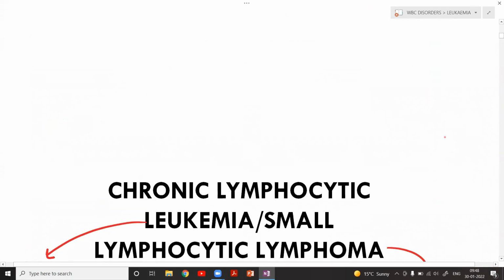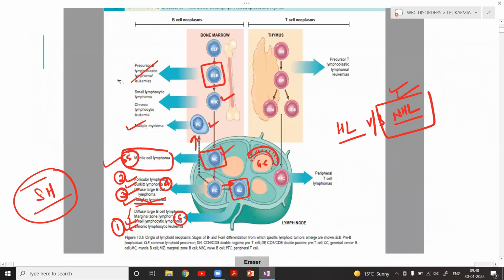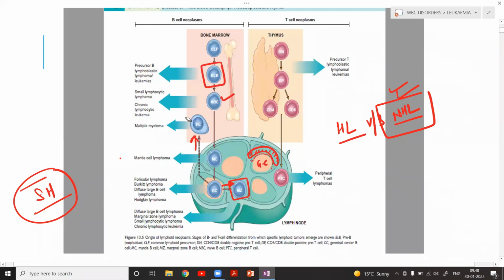Let me show you one important thing. Over here, just remember that the origin of CLL is twofold. Now, naive B cell. What is the meaning of naive B cell? Naive B cell is a virgin B cell. Why am I calling it a virgin B cell? It is a virgin B cell because it has never encountered any kind of antigen. So we call it naive. So one origin of CLL, SLL can be from the naive B cell.